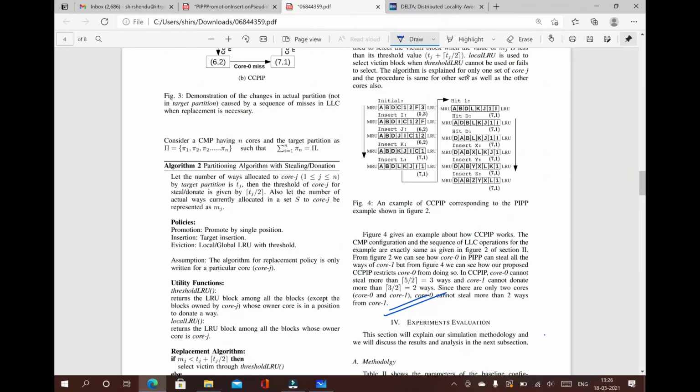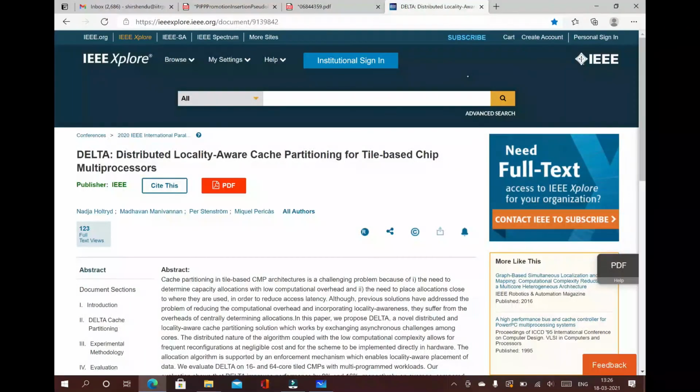Okay, but if you see the papers that I've explained for cache partitioning, I'm starting from 2006 and finishing with 2013. So it means that I have not discussed the most recent partitioning techniques yet. That's why I'll try to cover some recent partitioning techniques in the next lecture, but this will only be helpful for your term paper.